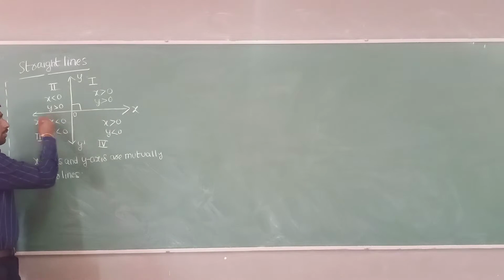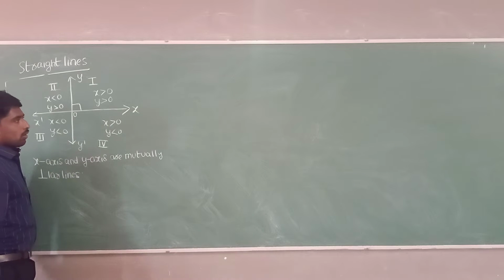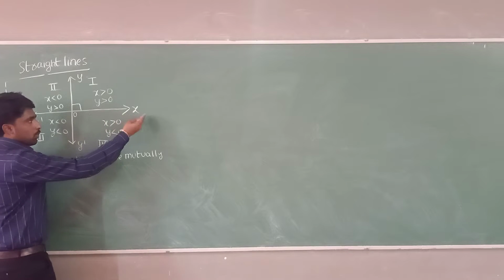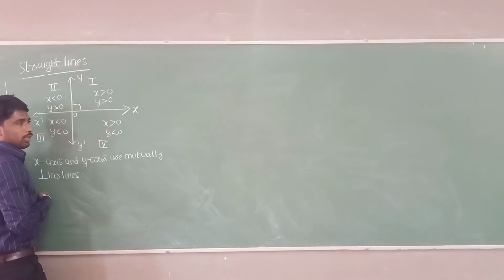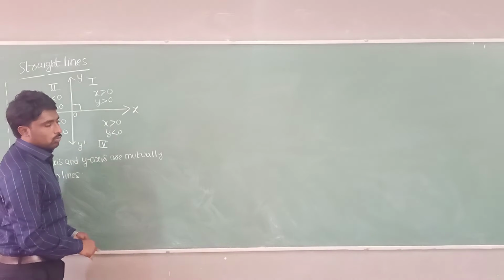Next, the second quadrant: negative x axis and positive y axis, so x values are negative and y values are positive. In the third quadrant, x values are negative and y values are also negative, meaning the negative x axis and negative y axis. In the fourth quadrant, the x axis is positive and the y axis is negative, so x values are positive and y values are negative.